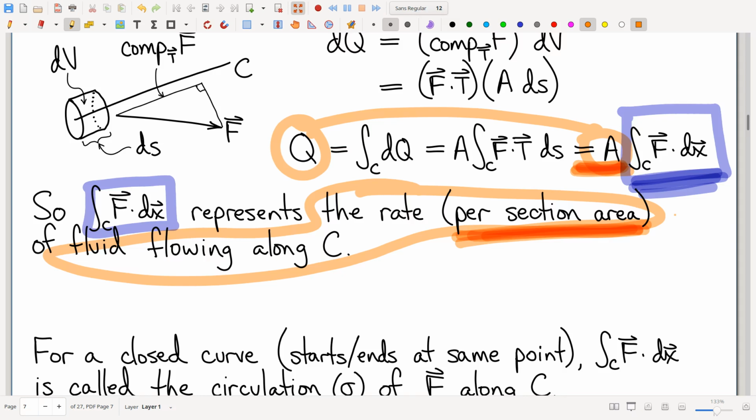Right, in the sense that discussed above. And per unit cross-sectional area, of course, again, that cross-sectional area is going to be there. So, really nice interpretation. Yeah, question? So you said it's like how much it's flowing along the curve. Yeah. Where does the rate part come in? What do you mean, the rate part?